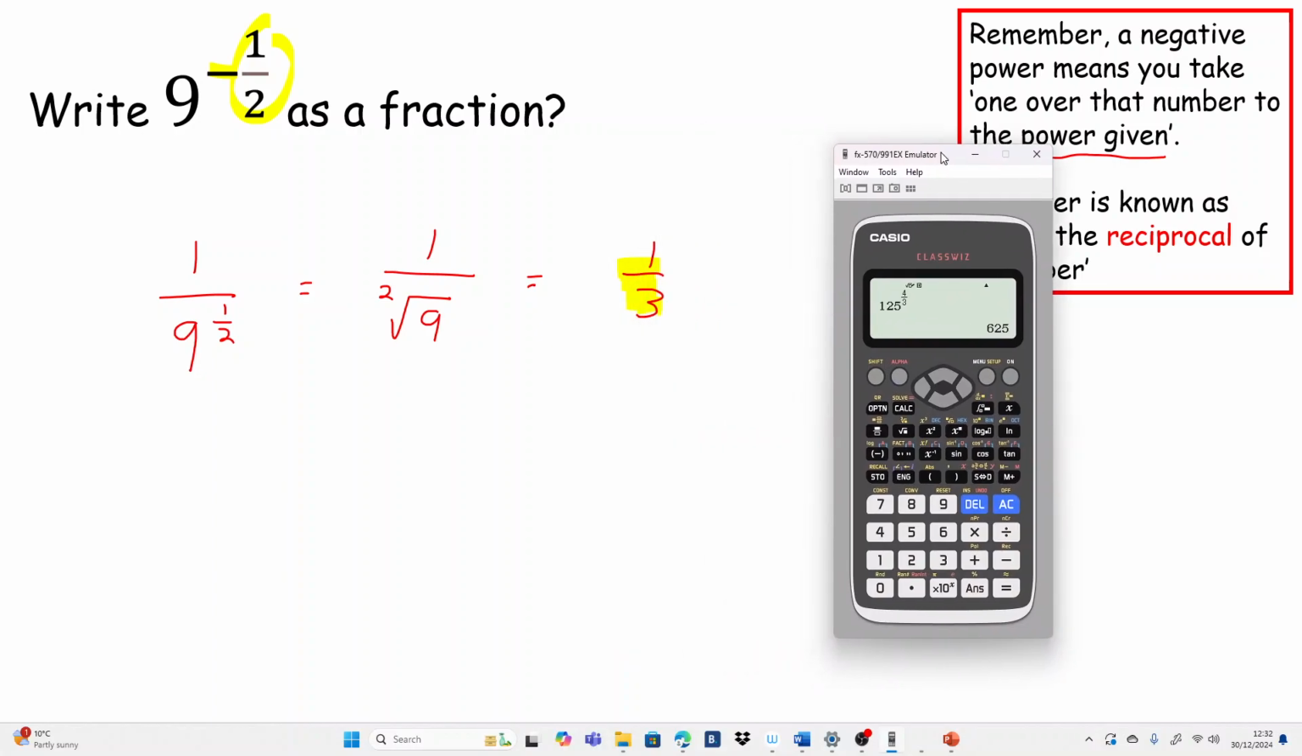And just to show you on your calculator, you can always check if you can use a calculator in an exam. We can check our answer here because we are doing 9 to the power of negative, and then you want the fraction button, 1 over 2, and you should get an answer of 1 over 3. There we go. You can see it is correct, which is fantastic.